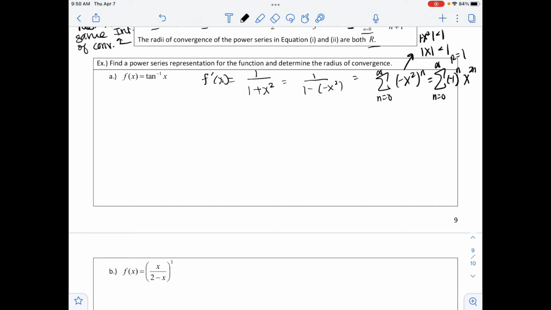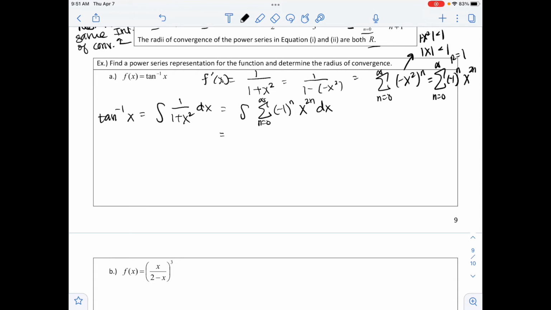And so this is not the inverse tangent function that we would like to have. This was the derivative. And so to go back to tangent inverse of x, we would have to integrate this power series, this function that we have, which was 1 over 1 plus x squared dx, which would be equal to integrating the sum from n equals 0 to infinity of negative 1 to the nth power times x to the 2n power dx.